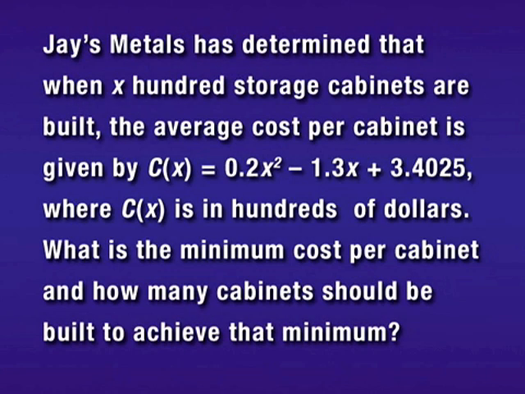Jay's Metals has determined that when x hundred storage cabinets are built, the average cost per cabinet is given by C(x) = 0.2x² - 1.3x + 3.4025, where C(x) is in hundreds of dollars. What is the minimum cost per cabinet, and how many cabinets should be built to achieve that minimum?